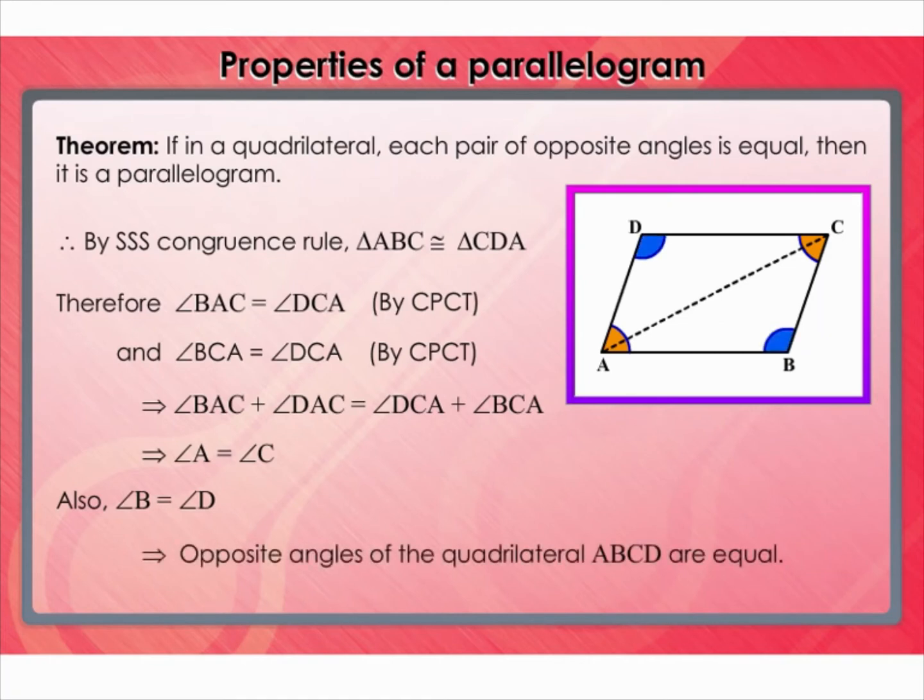This implies that opposite angles of the quadrilateral ABCD are equal. We know that a quadrilateral is a parallelogram if the opposite angles are equal. Hence, the quadrilateral ABCD is a parallelogram.